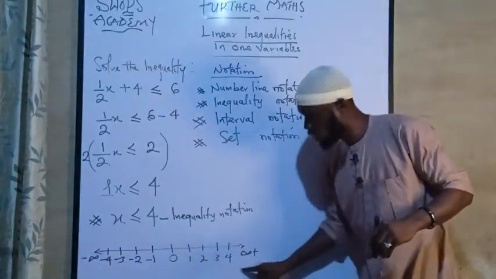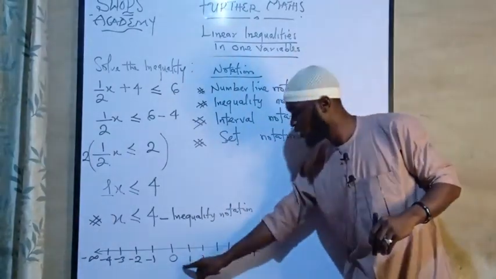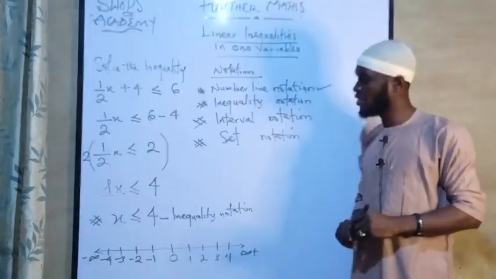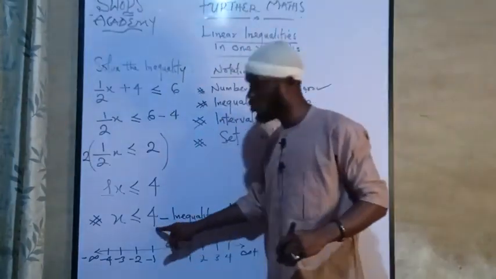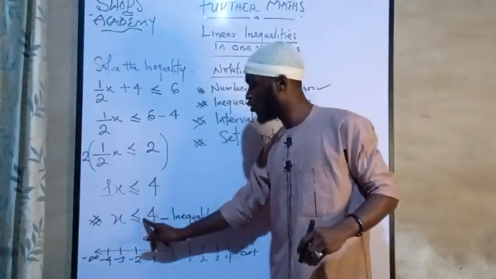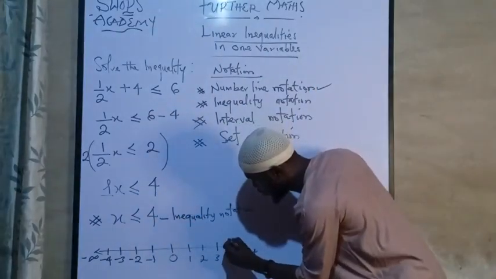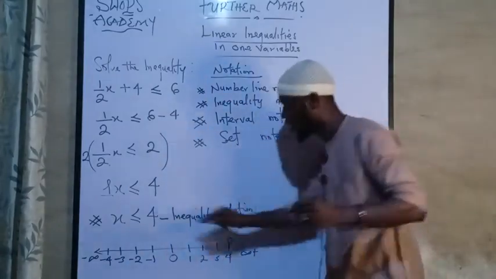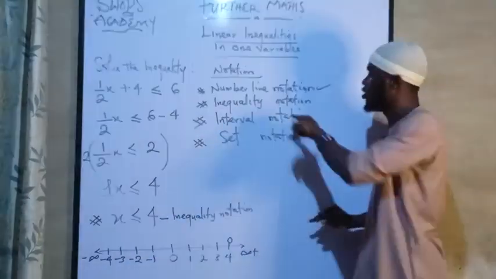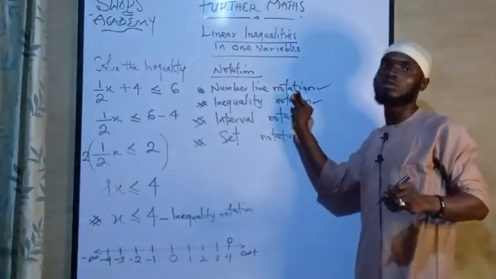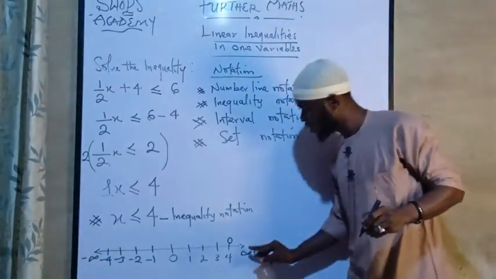Are we together? Since all these sides are representing positive integers here, you put infinity plus here. And the next thing you do, what are we having? We are having 4 here. Positive 4. You come to the 4. Where is 4? This is 4. You have a circle like this. We are representing it using what type of notation? Number line notation. I've explained this. So this is number line notation.